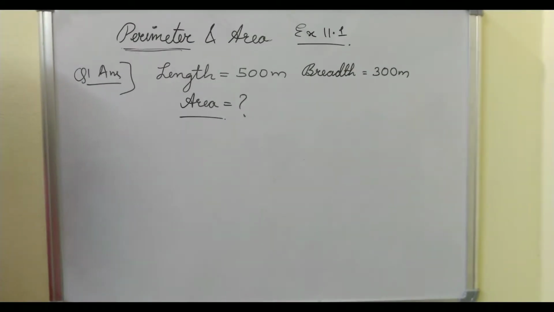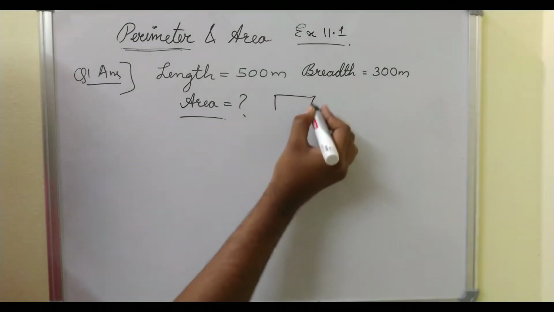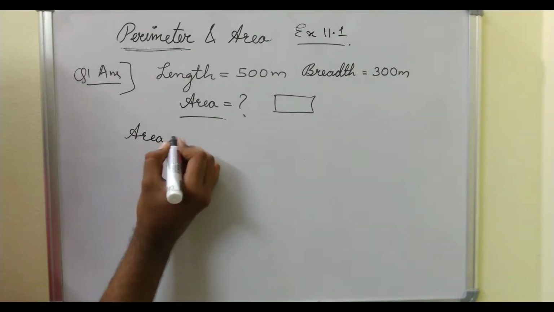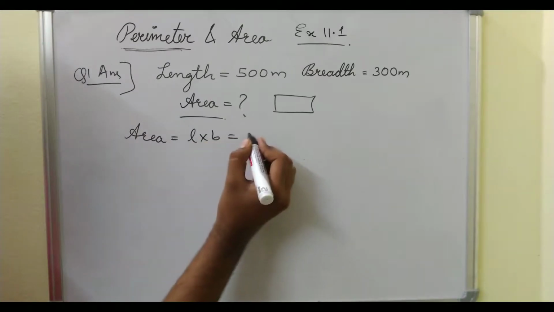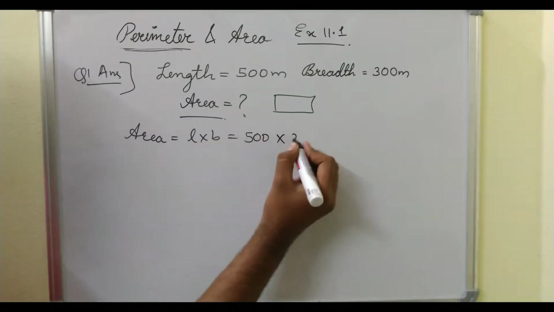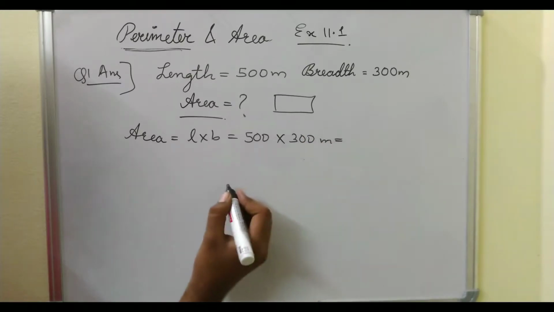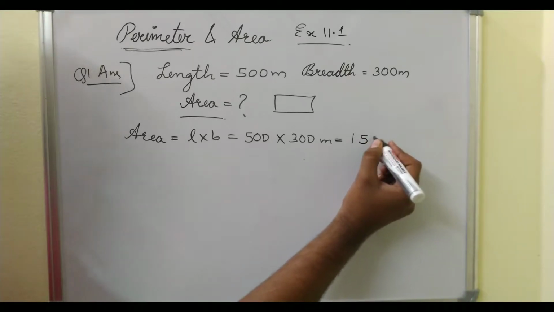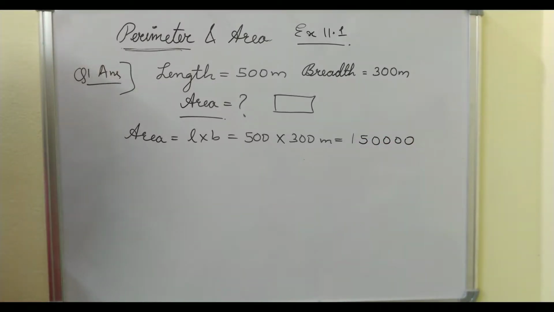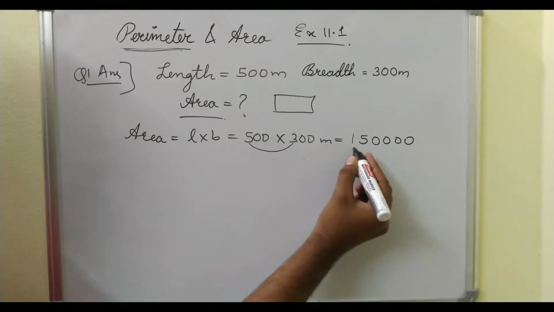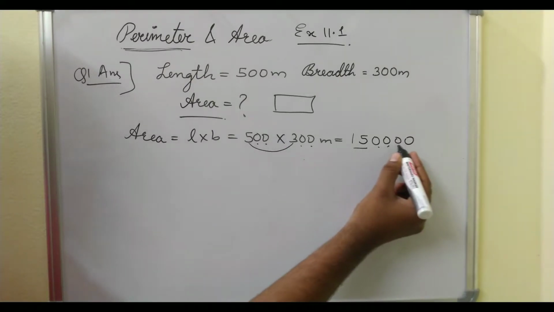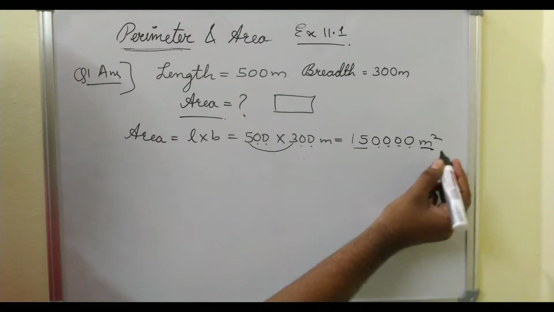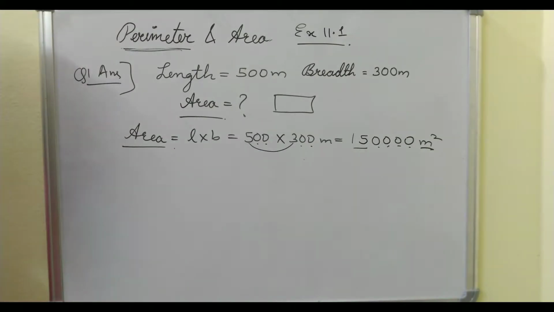So this is the basic thing. Area of the rectangle is what? L into B. So area of rectangle is L into B, which is nothing but 500 into 300 meter, which will give you how much? 150,000, right? 5 into 3, 15, 2 zeros, so it becomes 4 zeros. What is the unit of this? This becomes meter square, since it is an area. So we have found out the first part of the question.